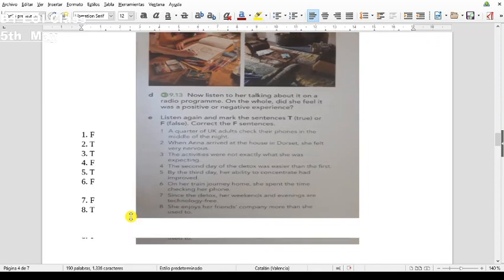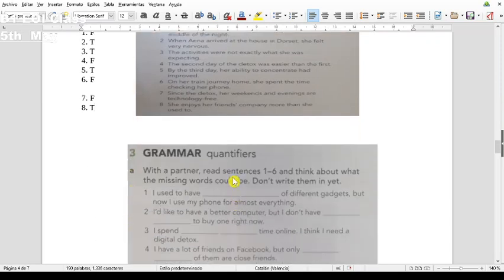Then we are talking about what? Quantifiers. We are quantifying one thing. We need digital detox because we are using too much what? Technology. That's why, demasiada tecnología. That's why people need digital detox. Then focus on 3, grammar.